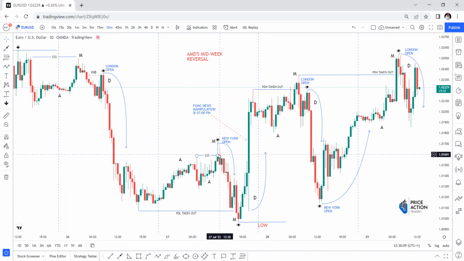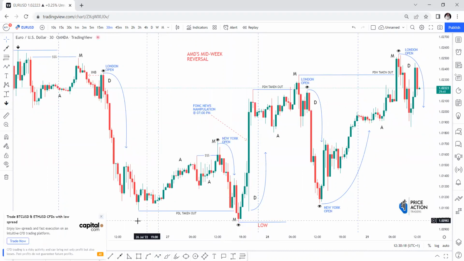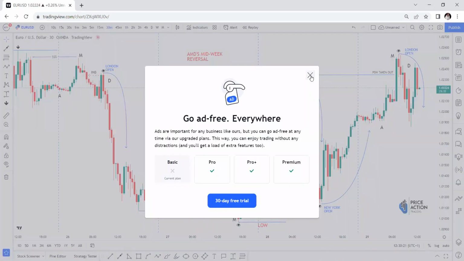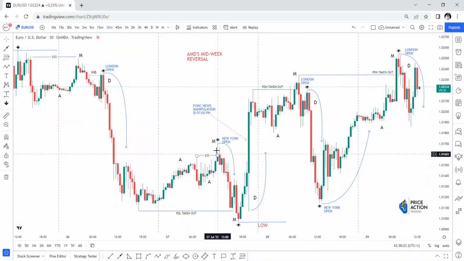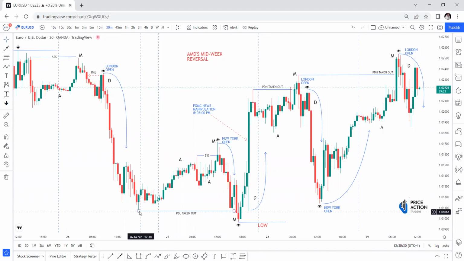12 p.m. New York open, right? So Wednesday was FOMC news. FOMC news release. So before the FOMC, what was price doing? It was ranging upward, right? So we have induction from the end of this Tuesday. So induction, and then a kind of manipulation downward, that is, to take out the previous day low.